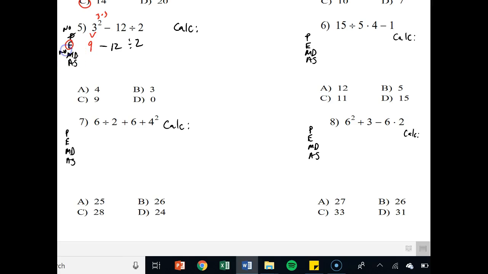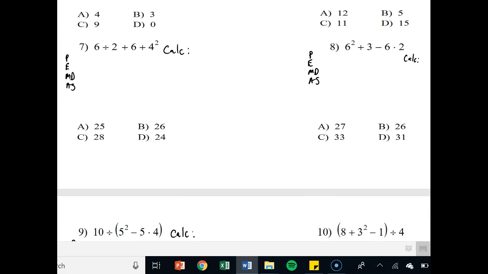So no multiplication. Now I have division. 12 divided by 2. That is 6. So now I have 9 minus 6. No addition, but I definitely do have subtraction. 9 minus 6 is equal to my answer of 3. Go ahead, take your calculator again, and double check it. So 3 squared, again, that up arrow on your calculator gets you to the 3 squared. Minus 12 divided by 2. And that, again, gets us 3. So we've double checked it, and we know that's our answer.